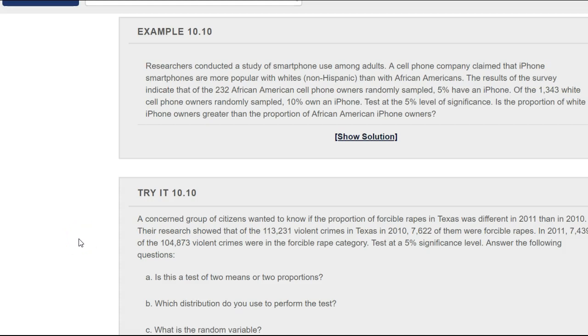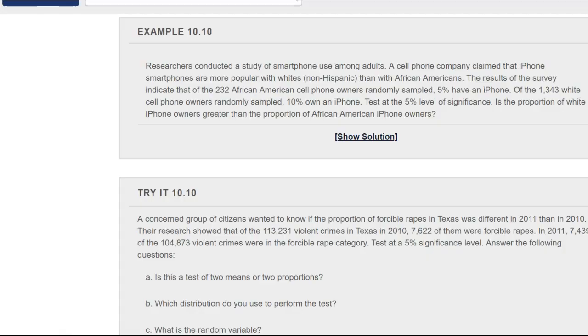All right, so for example 10.10, researchers conducted a study of smartphone use among adults. A cell phone company claimed that smartphones are more popular with white, non-Hispanic than African Americans. The results of the survey indicate that of 232 African American cell phone owners, randomly sampled, 5% have iPhones. Of the 1,343 white cell phone owners randomly sampled, 10% own iPhones. At the 5% level of significance, is the proportion of white iPhone owners greater than the proportion of African American iPhone owners?